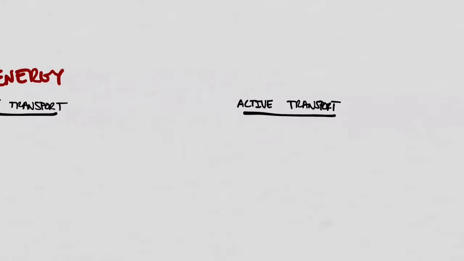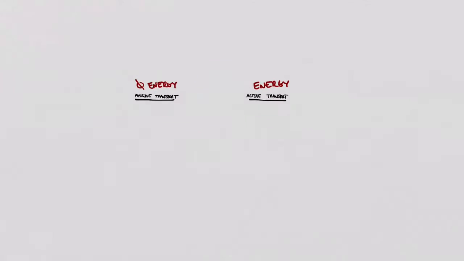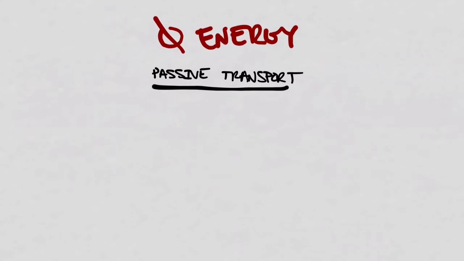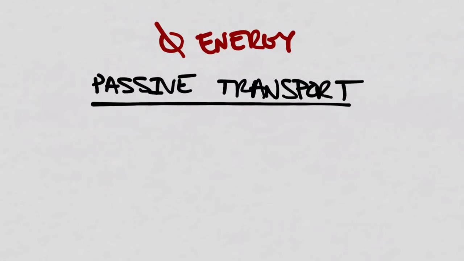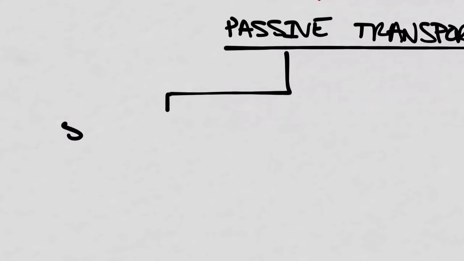Okay, so membrane transport. There are two major types of membrane transport. The first type is called passive transport, and the second type is called active transport. The major difference between these two types is that passive transport does not require energy, and active transport requires energy. So let's start with passive transport. There are two main flavors of passive transport, and the first flavor is called simple diffusion.